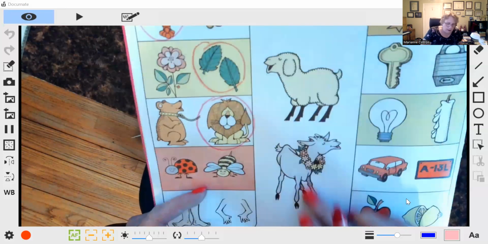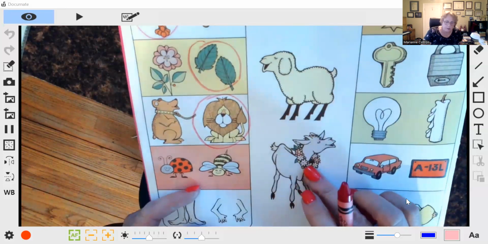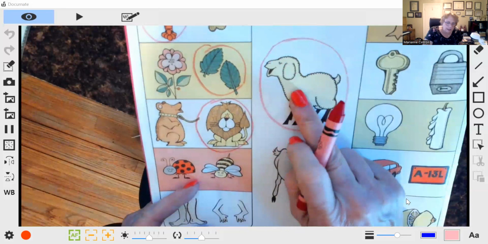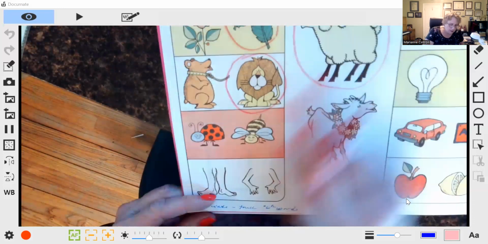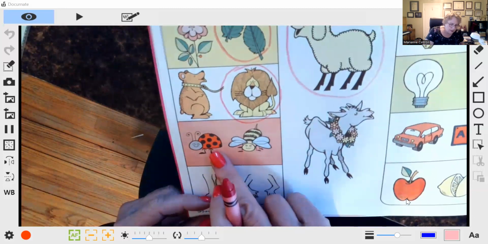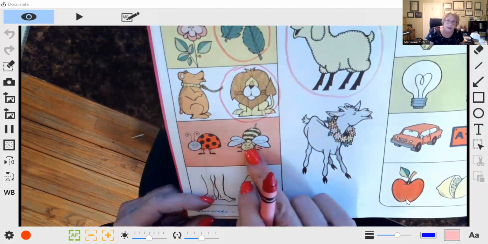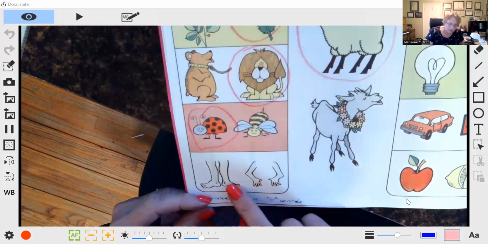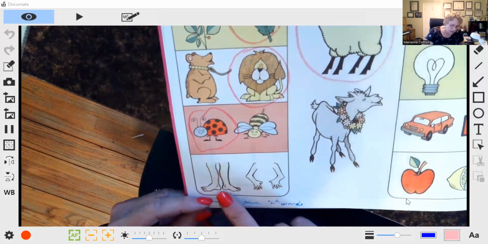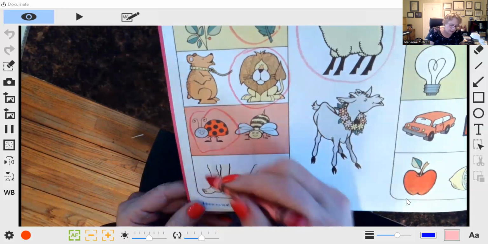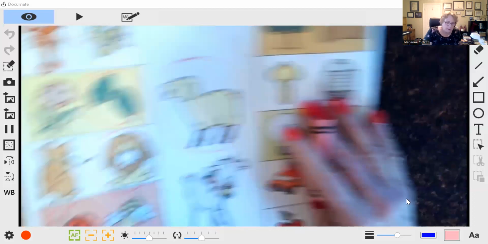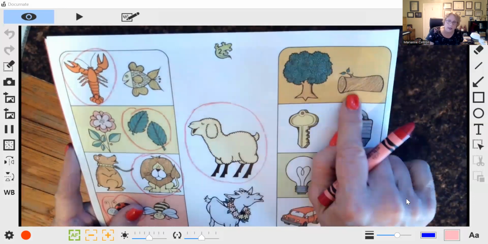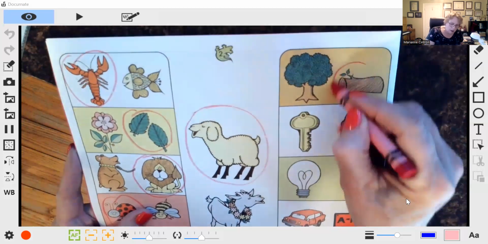And we're looking at what's in the middle. Lamb or goat, /l/ lamb. If it has the /l/ like the lamb, that's what we're circling. These are 2 bugs. We have a ladybug and a bee. /l/ ladybug. These are body parts. We have legs, arms, legs. These are something in the outside. We have a tree and a log. /l/ log.